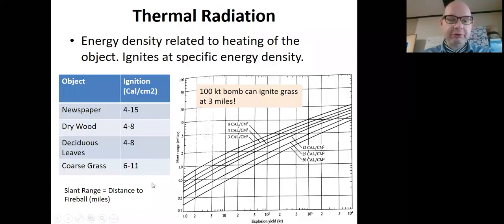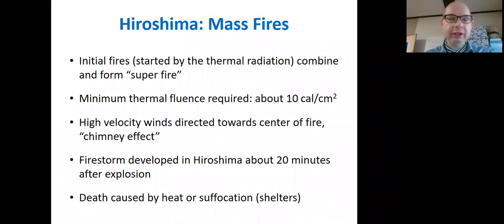And this, as I was saying before, shows you the explosion yield and the distance from the explosion at which you can ignite grass or different materials. So it means that a 100 kiloton bomb can ignite grass at 3 miles, which tells you how incredibly intense the light and the heat are. This, of course, can lead to very serious fires, and I'll touch on that later on as well.